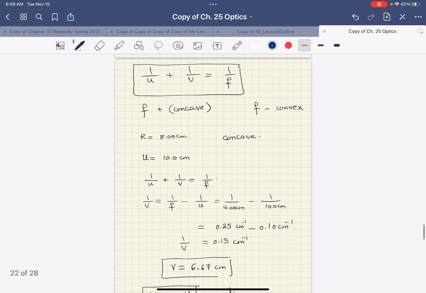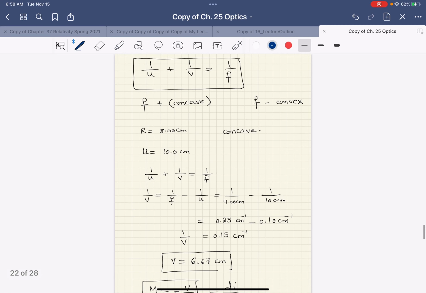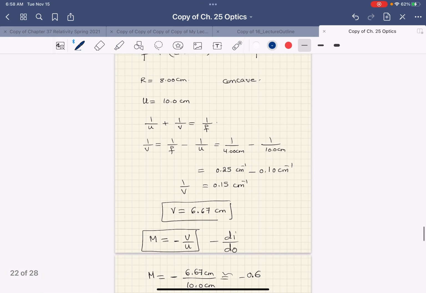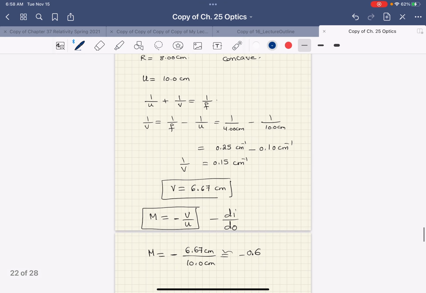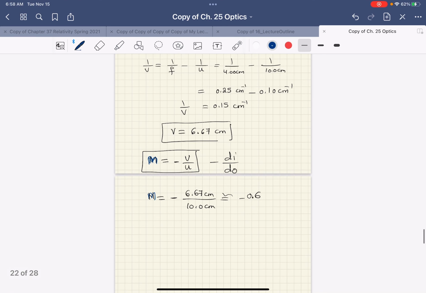Here I'm again solving another problem, where R is 8 and U is 10, for a concave mirror. 1 over U plus 1 over V equals 1 over F. Then I have calculated V, and then this is really the magnification. Let me use the same notation, lowercase m. It's the same idea.